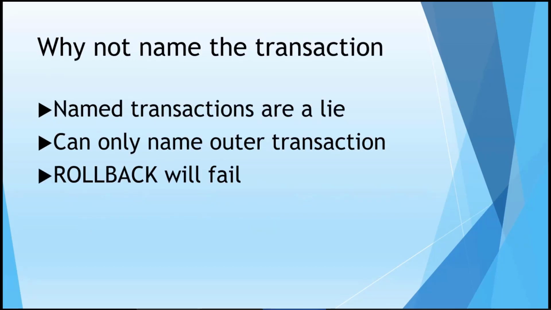And some of you might be thinking, why not just name the transaction? That seems a simpler thing than messing around with these save points. The answer is named transactions are a lie. You can only ever name the outer transaction if you're nesting transactions, and your rollback will fail if you try and roll back to a point that doesn't exist. So you're just going to create problems for yourself if you try that route.